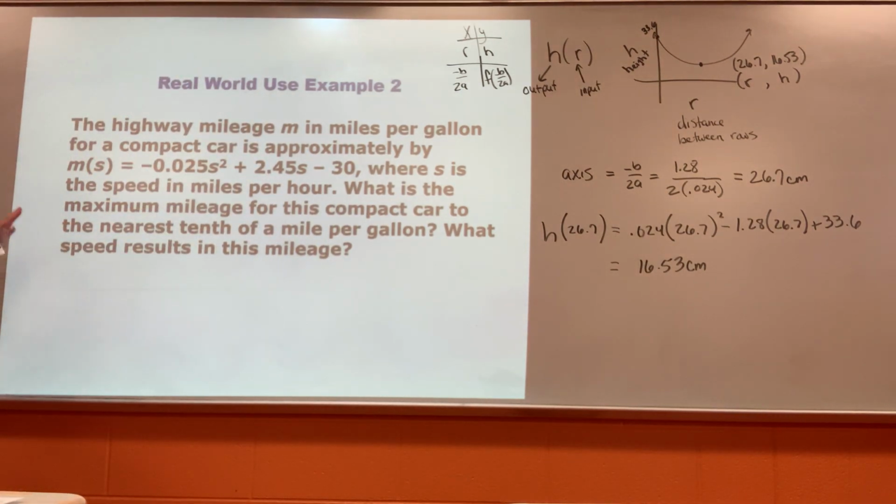How about mileage? The highway mileage, M, in miles per gallon for a compact car is approximately M of S equals, where S is the speed in miles per hour. What is the maximum mileage for this compact car to the nearest tenth of a mile per gallon, and what speed results in this mileage?